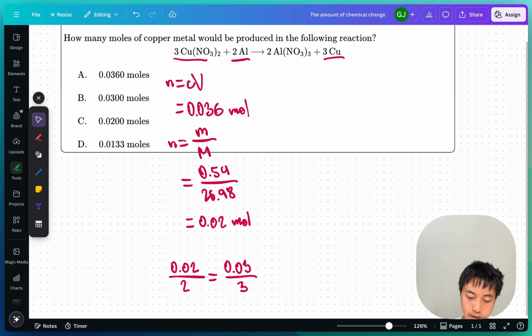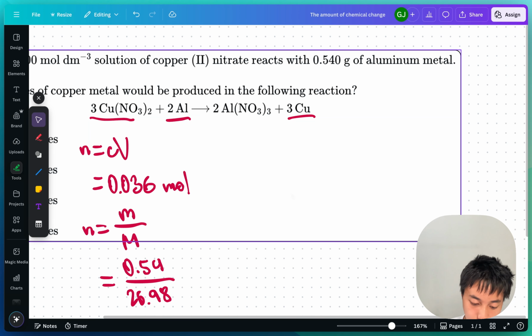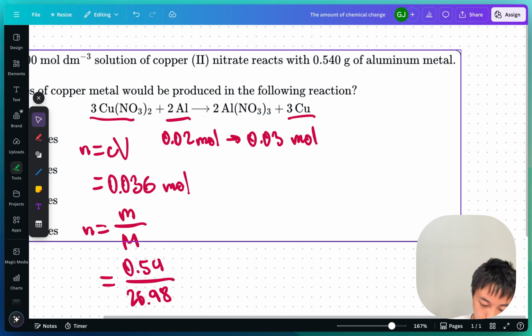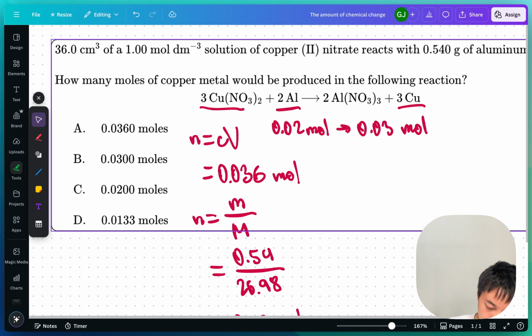So this means that if the reaction goes or completes entirely, and there were 0.02 moles of aluminum, this would mean that there would be 0.03 moles of copper, and this is simply done by that ratio of 2 to 3. So this would mean that B is our final answer.